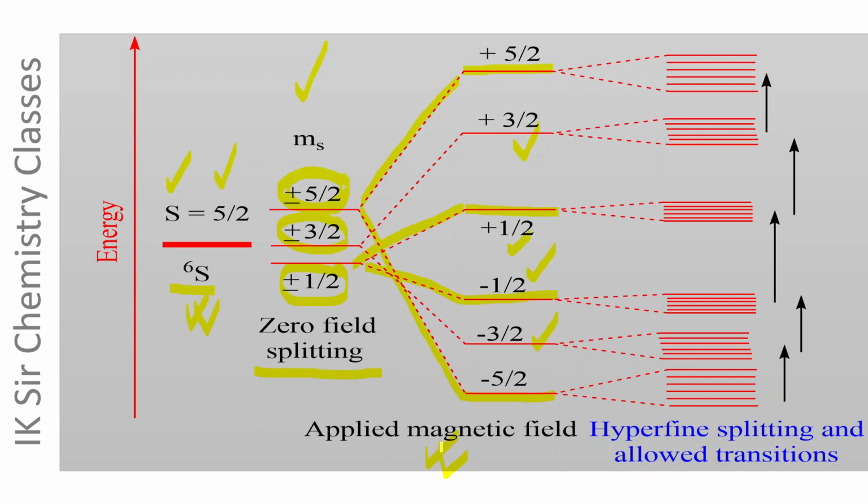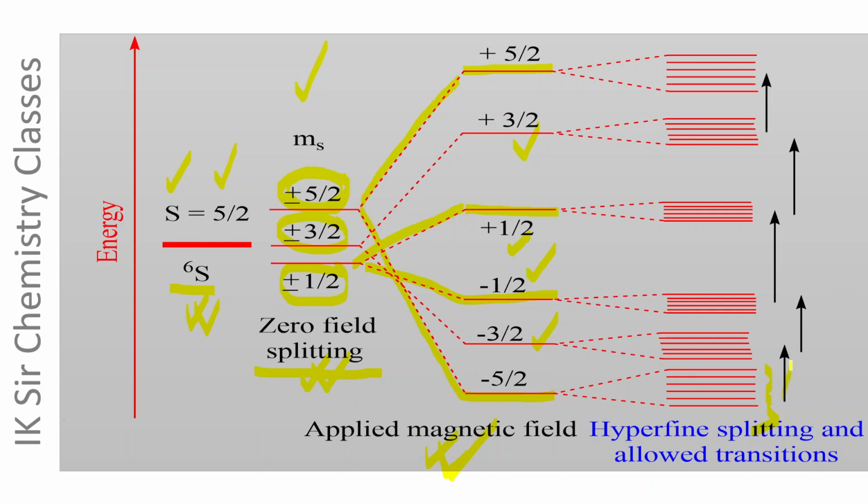This splitting is caused by the applied magnetic field, while this splitting is caused by crystal field effects, that is the magnetic field produced by unpaired electrons, and due to interaction of the nucleus of Mn2+ ion having I equals 5/2. Each of these spin energy levels is split up into 6 sub-energy levels due to electron nucleus coupling, due to coupling between the unpaired electron of Mn2+ ion and its nucleus.